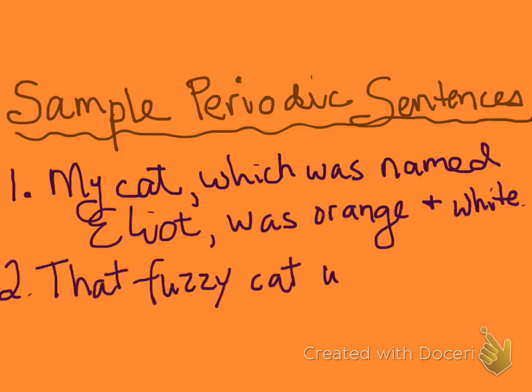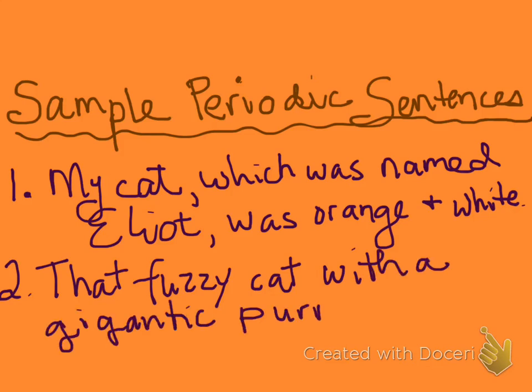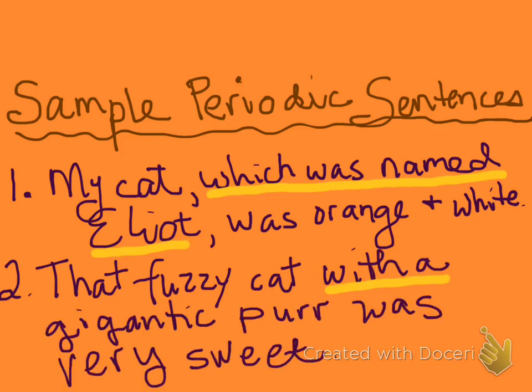Okay, you can see there that the basic statement is the sentence if you leave out the clause in the middle. So underlined in yellow is a little clause. So the sentence without that clause would be, my cat was orange and white. That's a basic statement. If we add some details in between the subject, my cat, and the verb, was, we suddenly have a periodic sentence. This is really good. It adds variety to a paragraph.